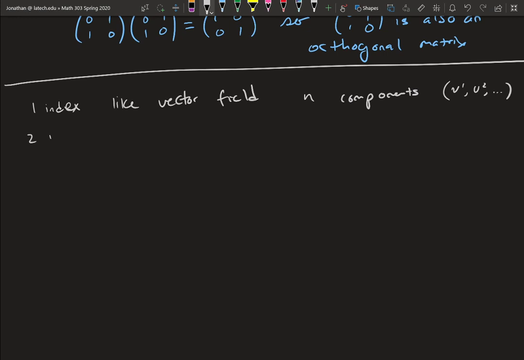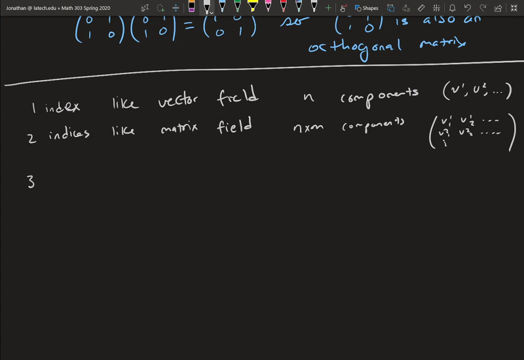If it has 2 indices, it's like what we call a matrix field, just a matrix of functions. So n by m components: v1,1, v1,2, v2,1, v2,2, etc.